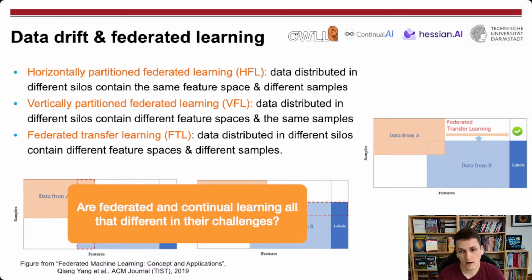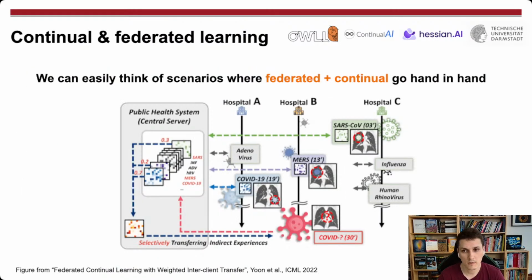So we could ask ourselves, are federated and continual learning in their challenges all that different, in the sense that it's going to be a lot about how can we accumulate our knowledge, how can we aggregate our knowledge without having to worry about different forms of interference. Especially if you think about maybe combining this, and I think this is why continual or lifelong learning is so interesting, because it's not something that's completely theoretical, but it's really something that becomes practical if you think of realistic scenarios.